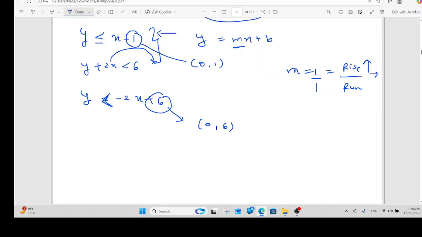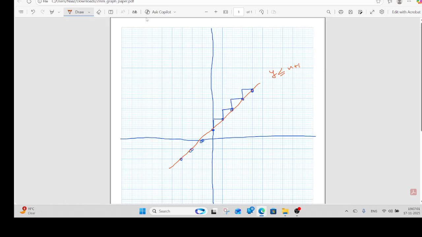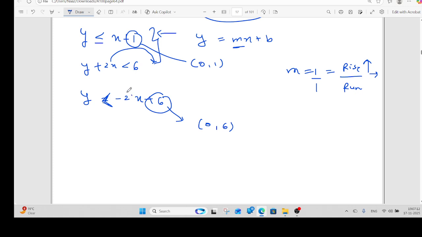For the other one, my y-intercept is 0 and 6. So I'm going to plot this. This is 1, 2, 3, 4, 5, 6. This is 0 comma 6, right? Now my slope is negative 2 if you compare it with this equation, right? So slope is negative 2, because as I told you, slope is rise over run. So rise is negative 2 and run is 1, right?